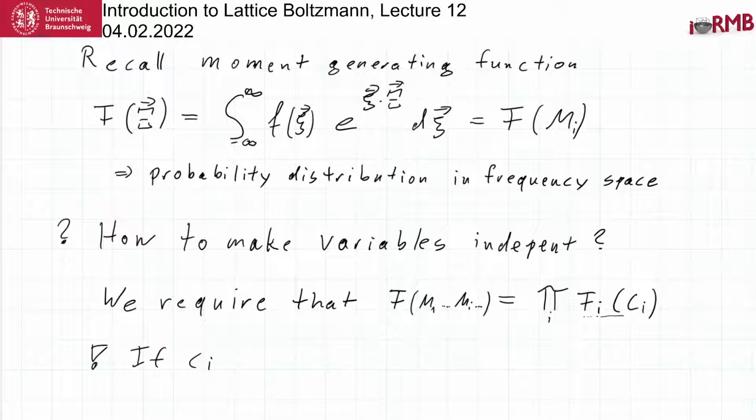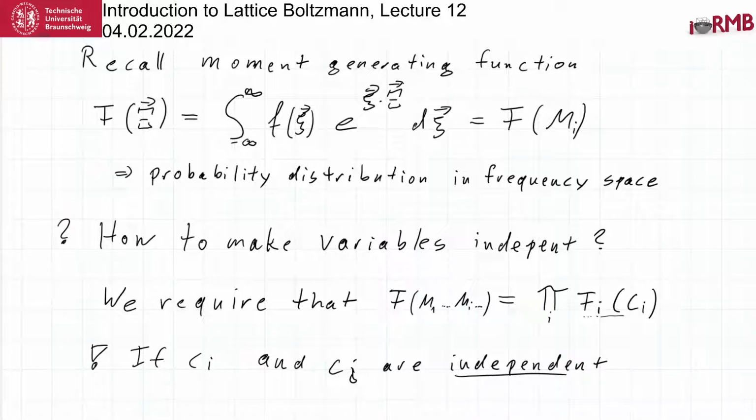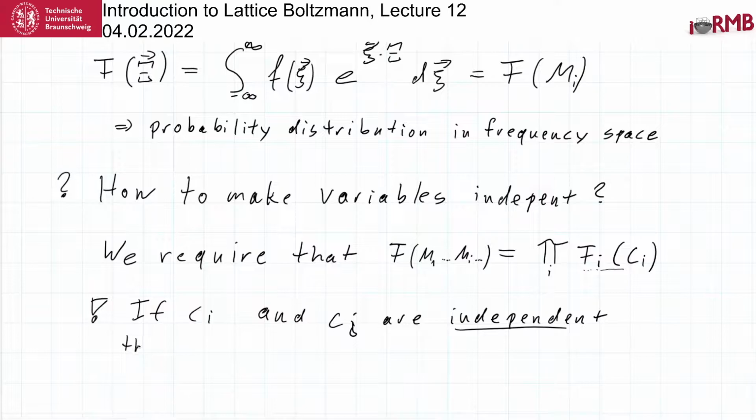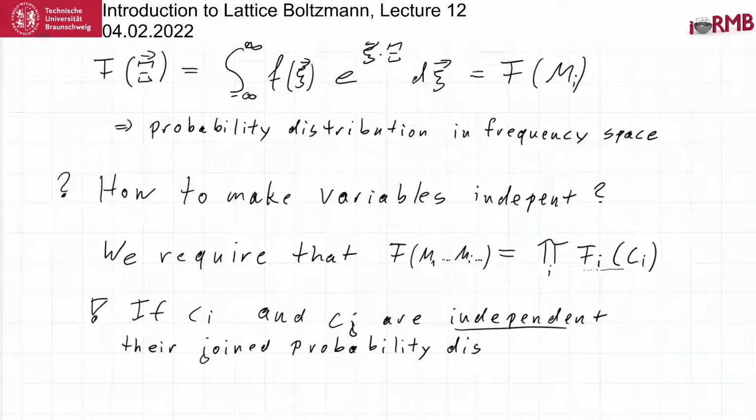So if there's a variable ci and cj, if they are independent, which we are looking for, then their joint probability distribution factors.